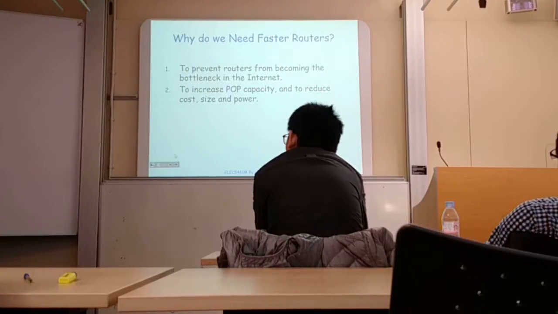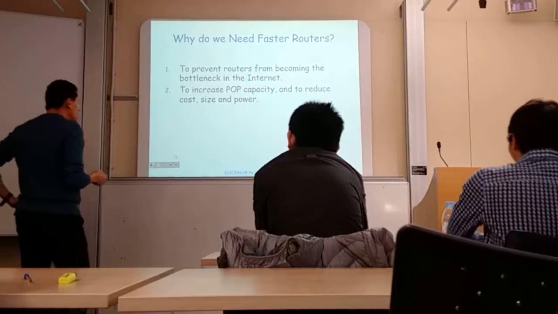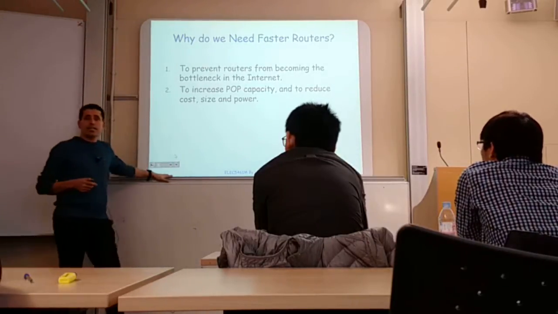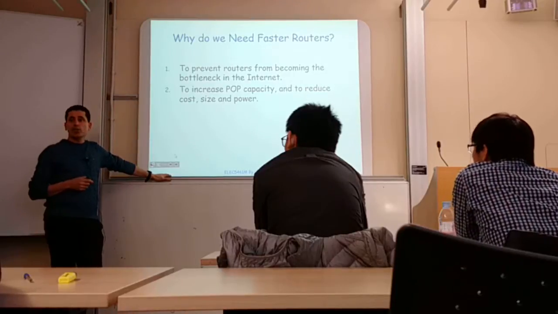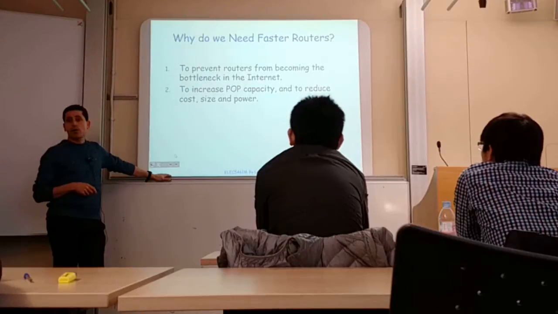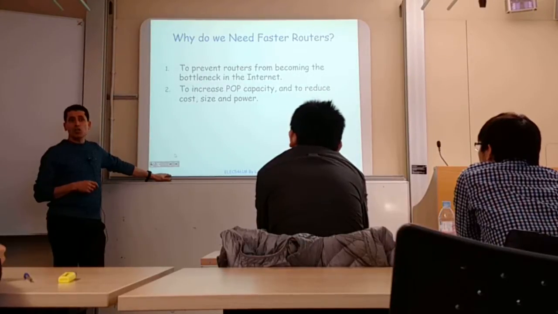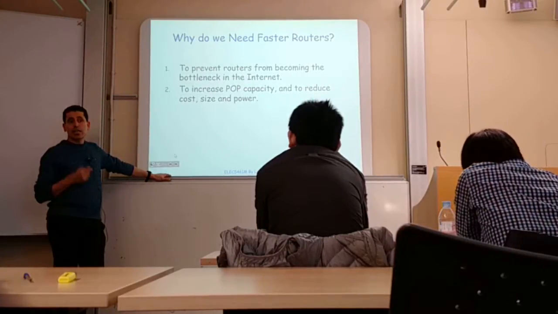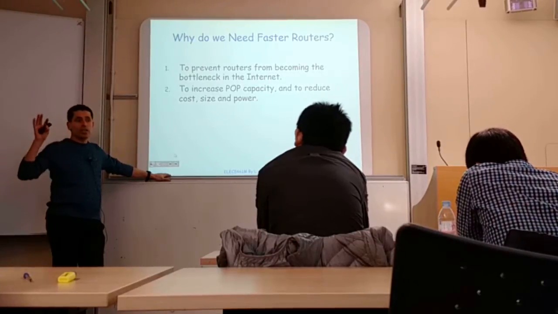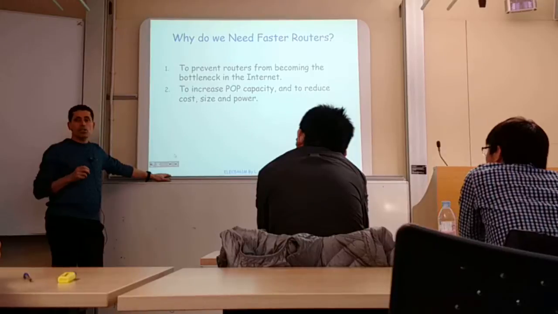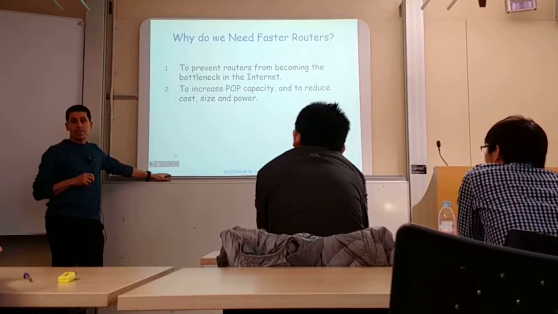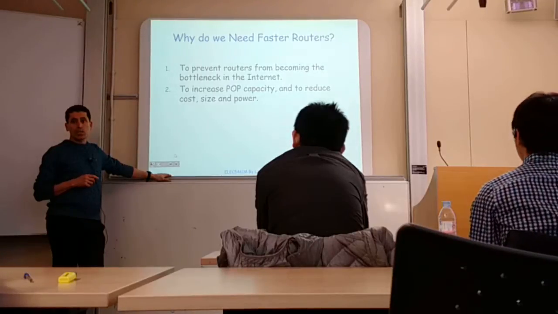And also, we need them to be fast, generally to increase point of presence capacity. POP is the big offices that we call point of presence for big networks. Okay? And reduce cost, size, and power. And POP, I showed you that in the first lecture, I guess, on the architecture of the backbone networks, where they have what is called network exchange points, and the point of presence, central offices, and how you exchange data. We covered that 2 weeks ago.